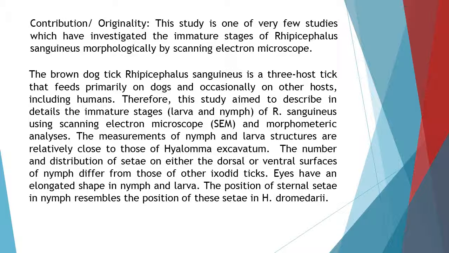Contribution and originality of the study is that this study is one of very few studies which have investigated the immature stages of Rhipicephalus sanguineus morphologically by scanning electron microscope. The brown dog tick Rhipicephalus sanguineus is a 3-host tick that feeds primarily on dogs and occasionally on other hosts, including humans. Therefore, this study aimed to describe in details the immature stages, larva and nymph, of R. sanguineus using scanning electron microscope, SEM, and morphometric analyses.